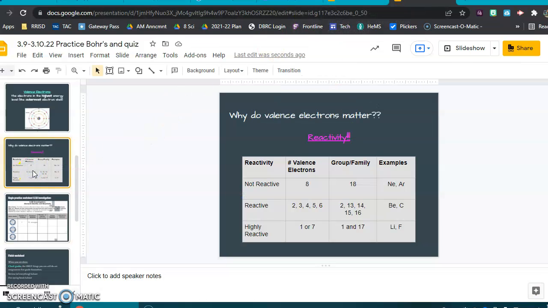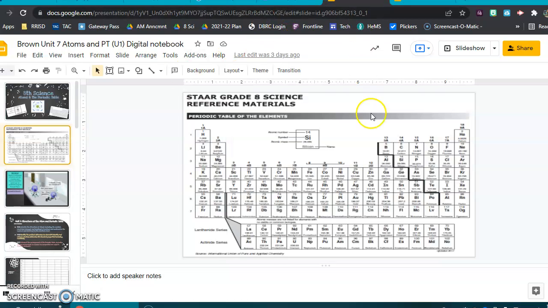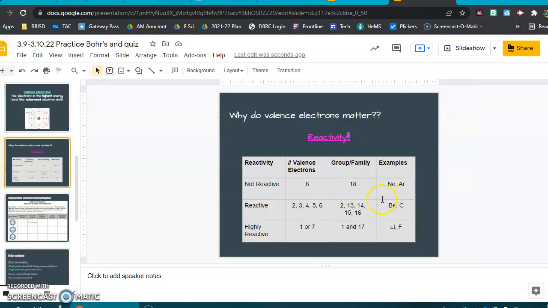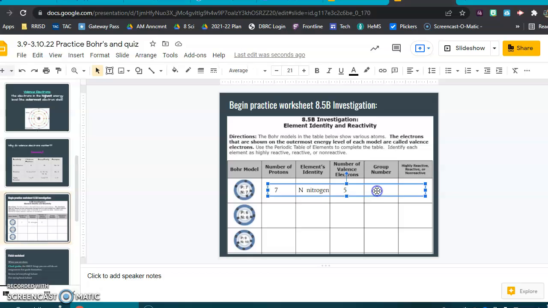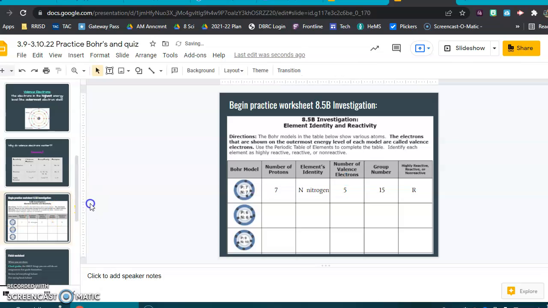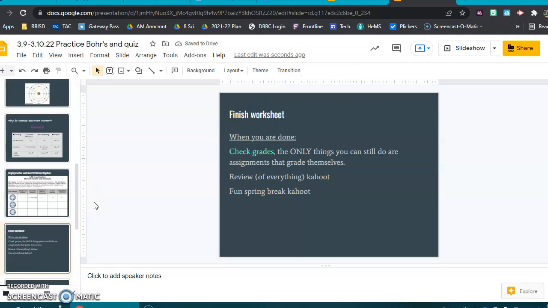Okay, I'm going to have to look at my periodic table. Nitrogen, I am in group 15. 15 is reactive. So all you need to do here is click here and just tab over, 15, tab, and reactive. All right, so you can look this stuff up and it's really simple to do.